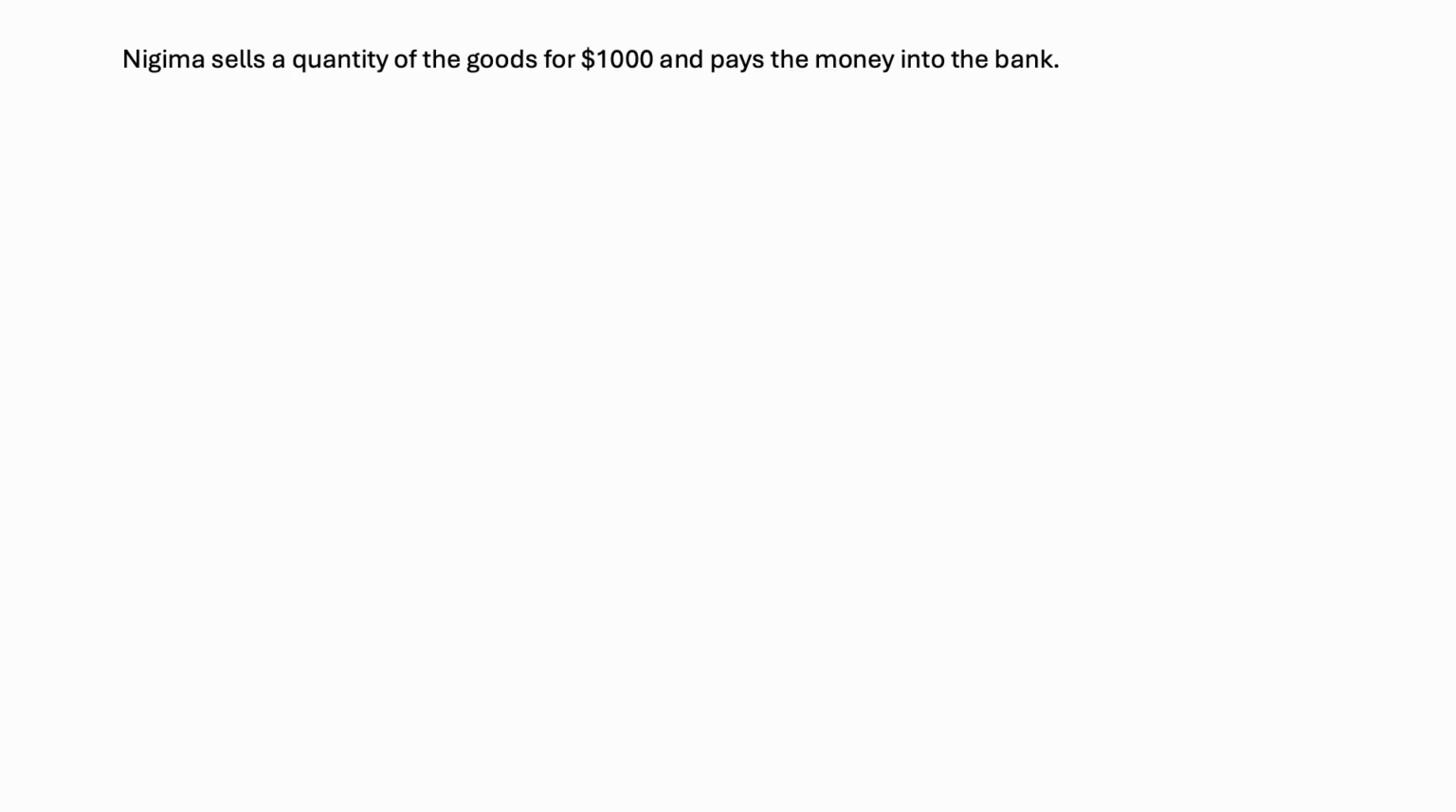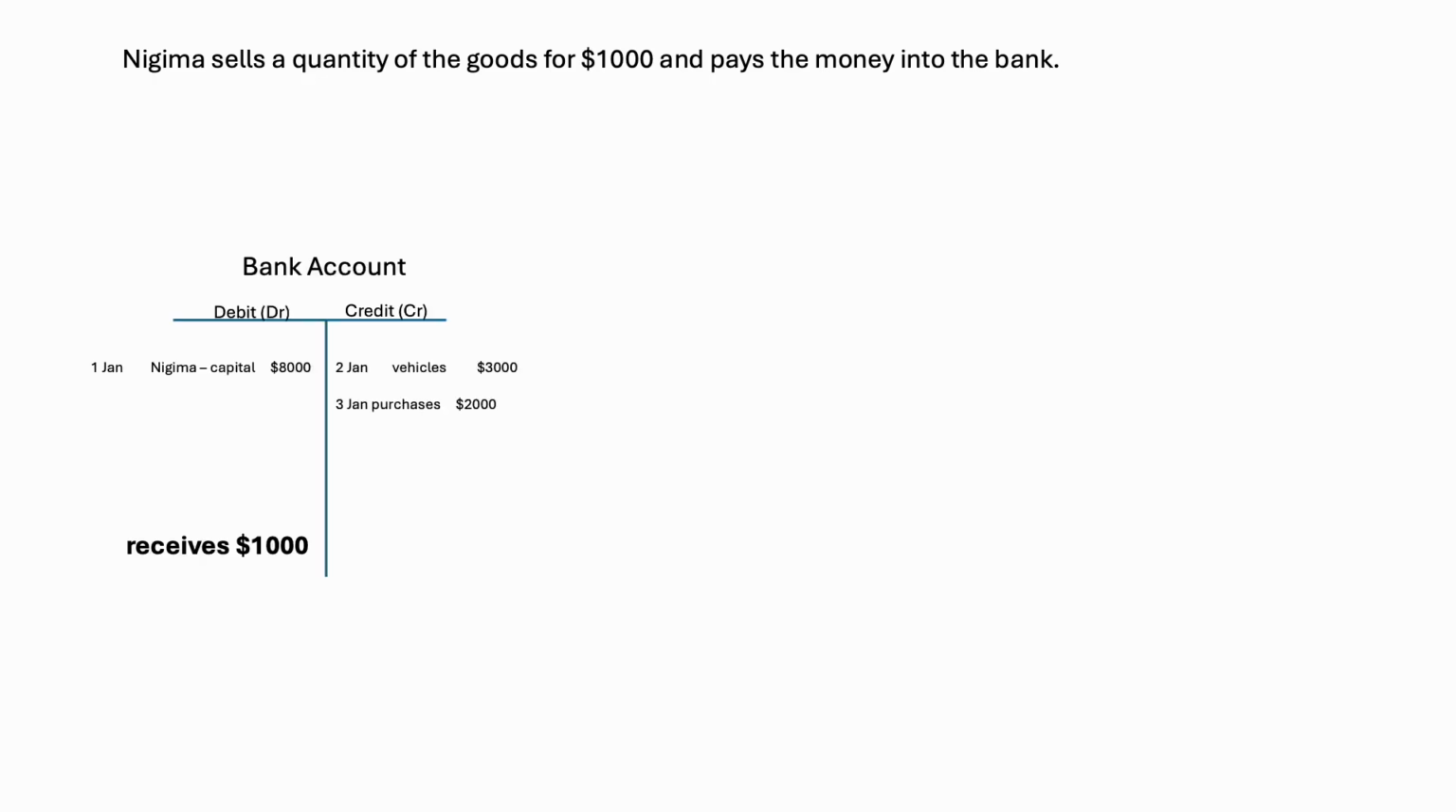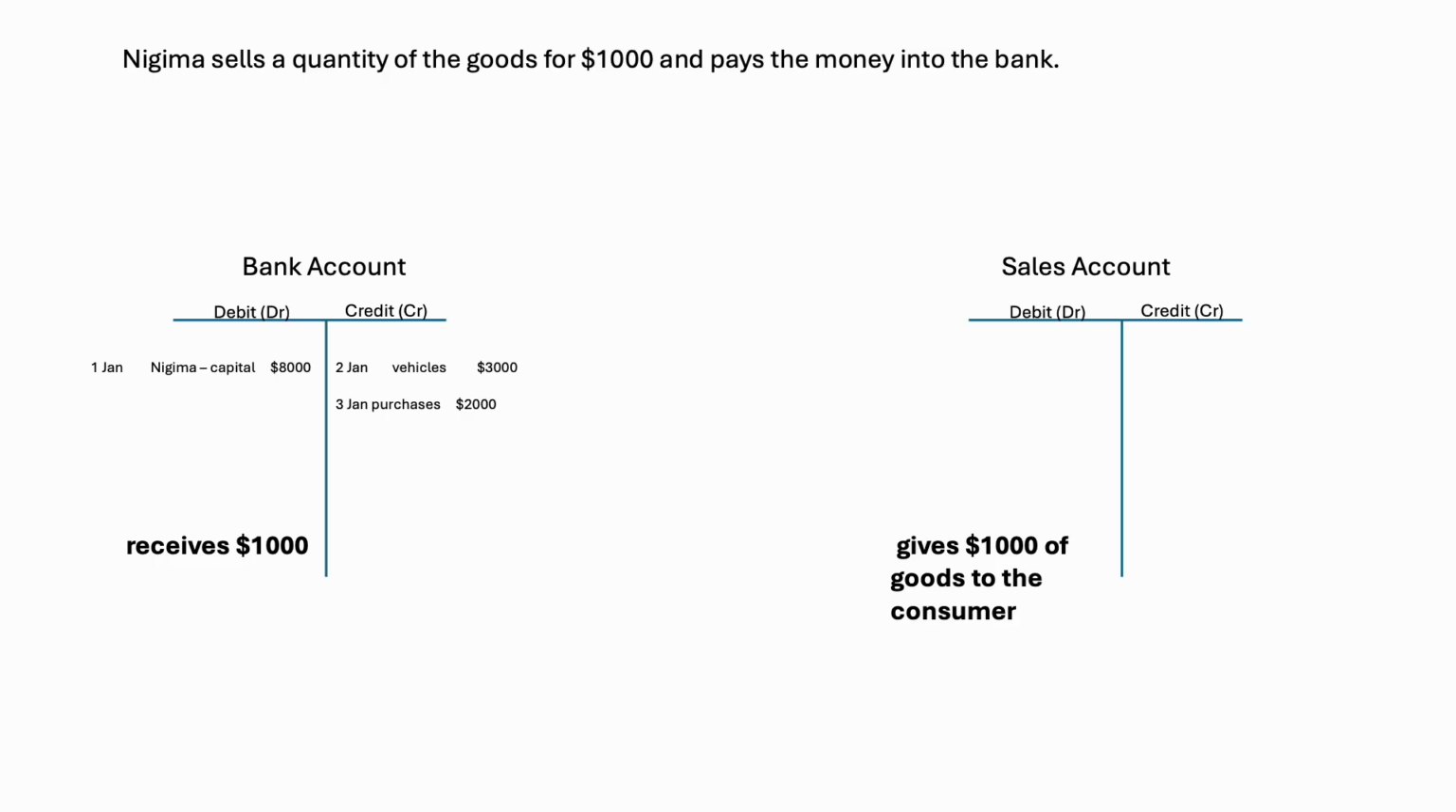Here, Nigima manages to sell $1,000 worth of goods and she puts that money in the business bank account. Can you guess what the two sides of this transaction are? You can pause now and think. The two sides of the transaction are that the bank account receives $1,000 and the sales account gives $1,000 of goods to the consumer. So we debit the bank account and credit the sales account.